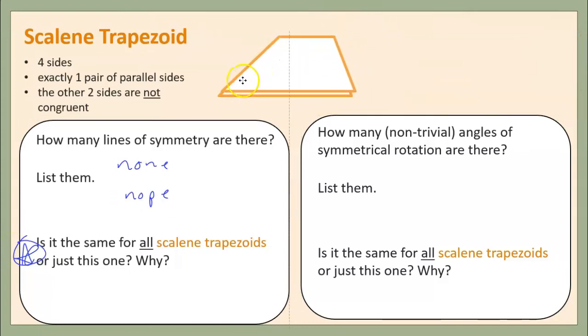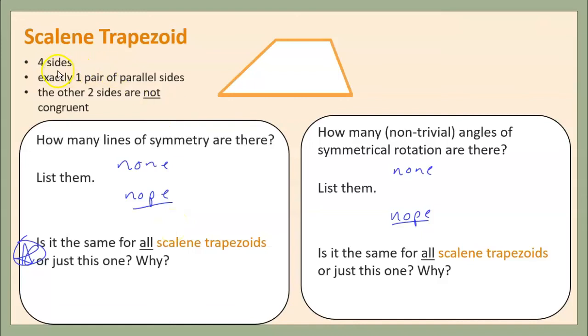And let's try to rotate the scalene trapezoid now. There's 90, 180, 270, no match until we get back to the beginning. So once again, this is none and nope. You can't list 0 members. So is this the same for all scalene trapezoids?